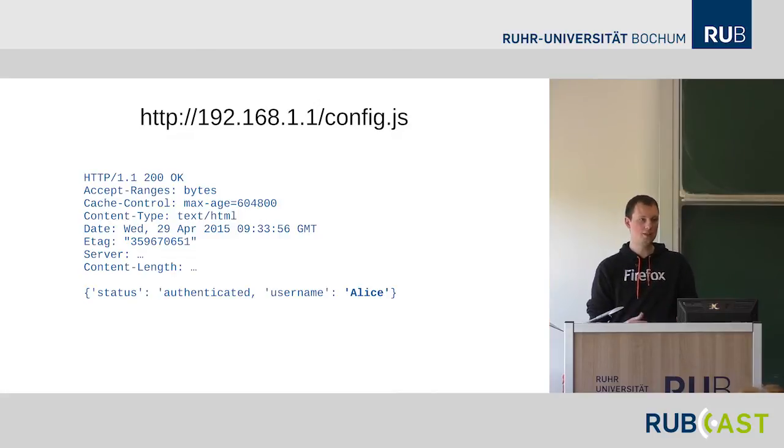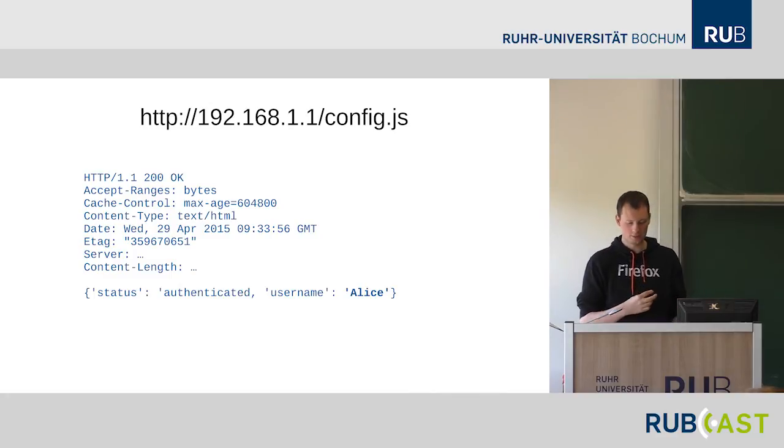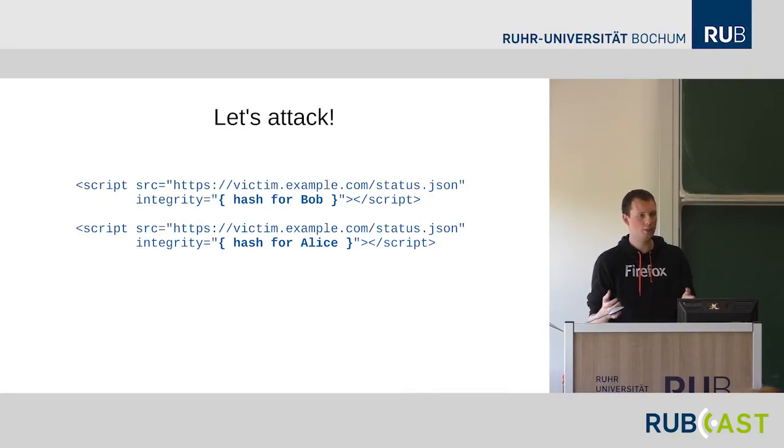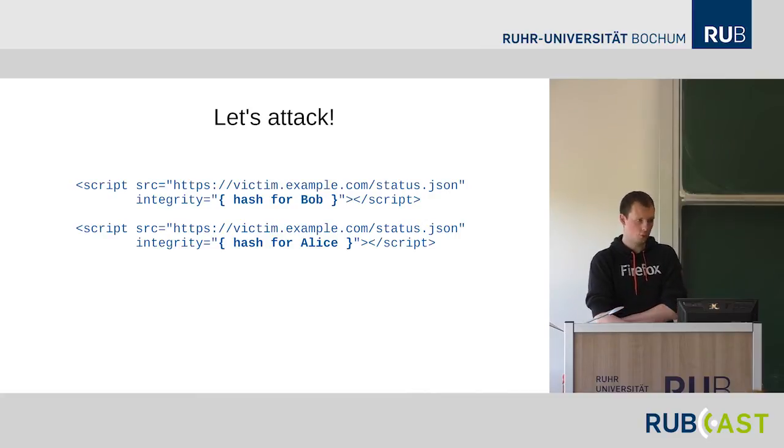So imagine some sort of JSON endpoint somewhere on the internet or the intranet, which gives you data like this: status authenticated, username Alice. An attacker can do something like this, which is basically compute the hash for Bob, compute the hash for Alice, compute the hash for whatever user I'm expecting on my web page. And I can check the on-error or on-load events of all the script tags to actually see what has been returned. So I can brute force my way into knowing what the small JSON response returned, and I can find out which user is visiting my web page. And this is, of course, because all these requests contain cookies for the current session of the user.